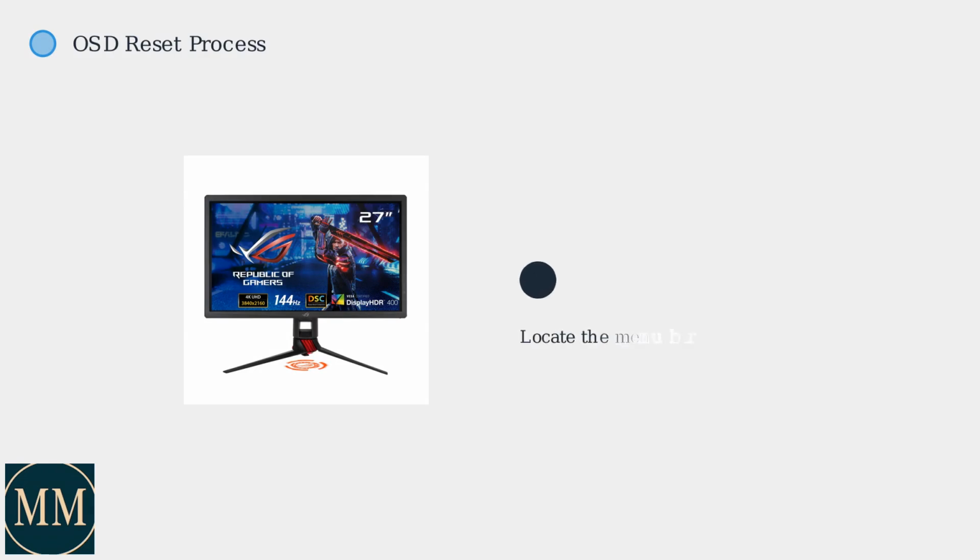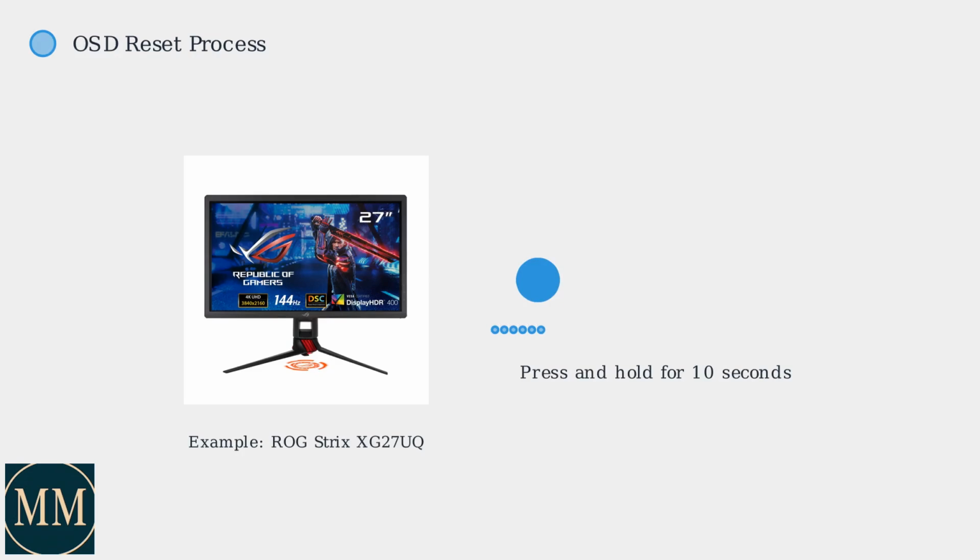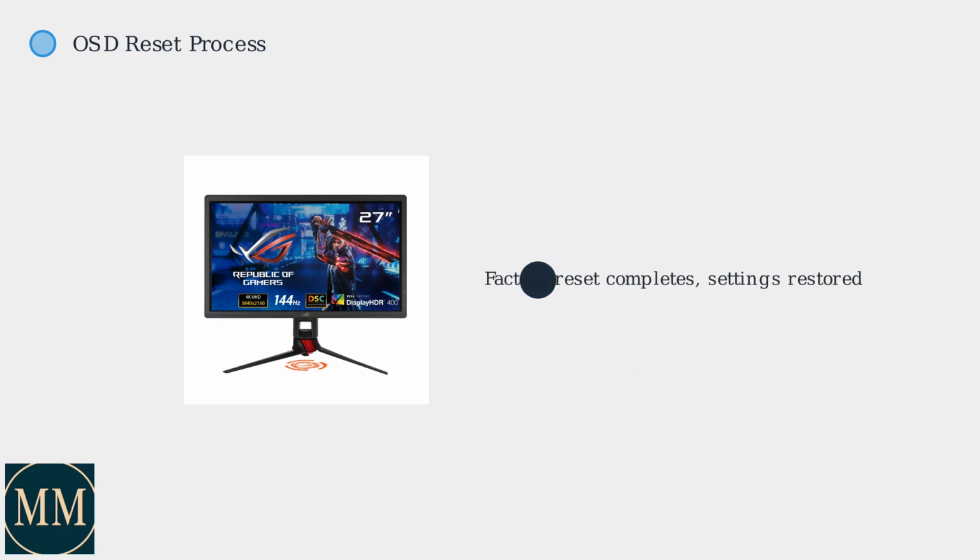To perform an OSD reset on your ASUS monitor, use the physical buttons. First, locate the menu button on your monitor. Press and hold the menu button for 10 seconds. This initiates a factory reset of the monitor's settings. After 10 seconds, the reset completes, restoring all settings to factory defaults and resolving many common issues.